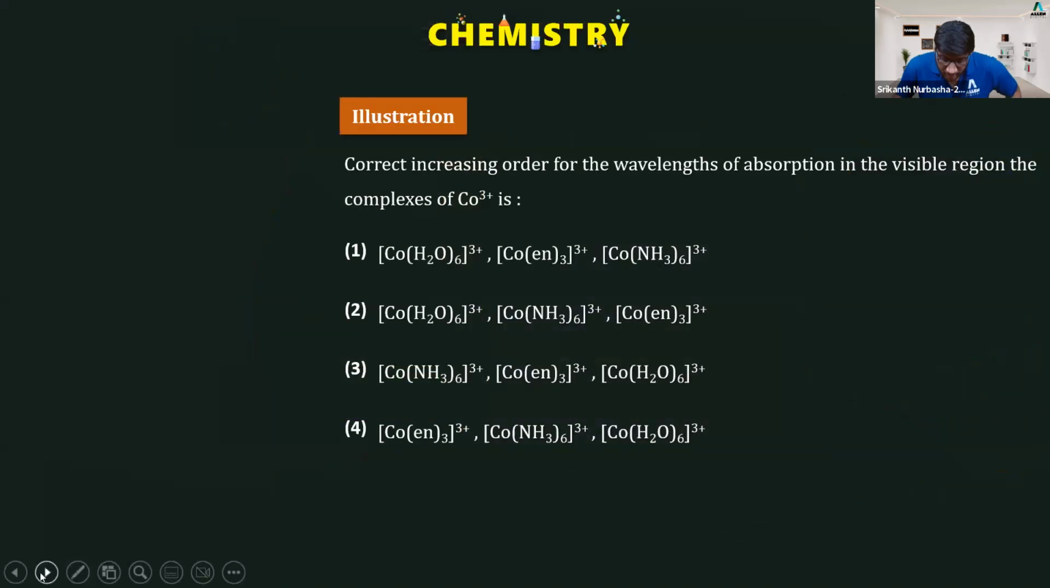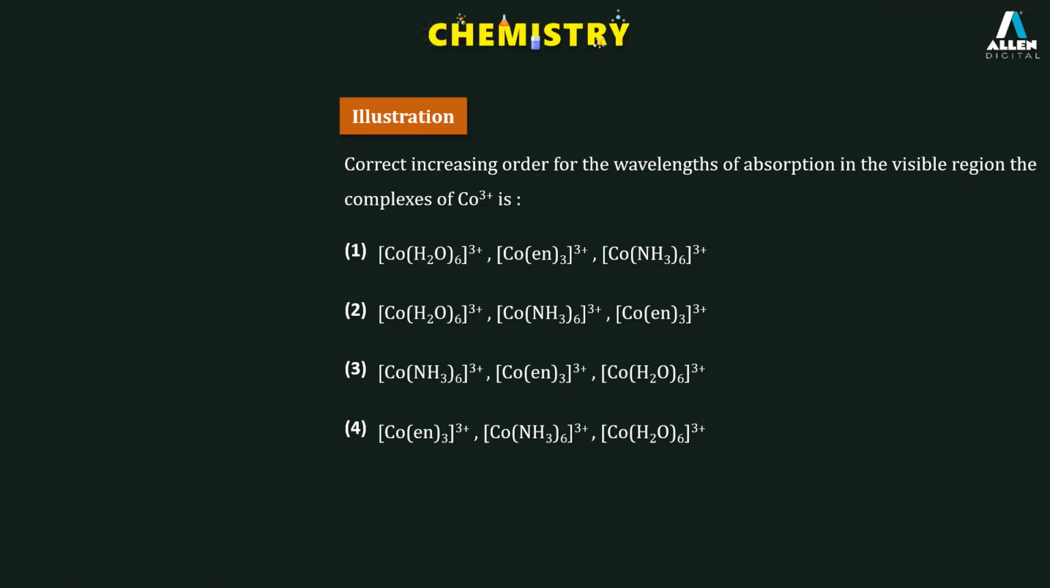Try to answer this. Correct increasing order for the wavelengths of absorption in the visible region. Same thing, wavelengths they are saying. Increasing order of wavelengths means decreasing order of energy. We have to arrange them in the decreasing order of energy. How can we arrange?